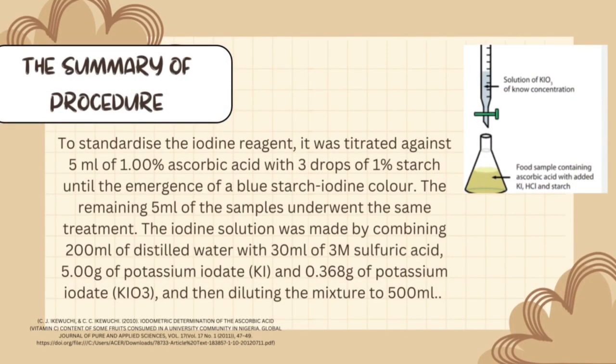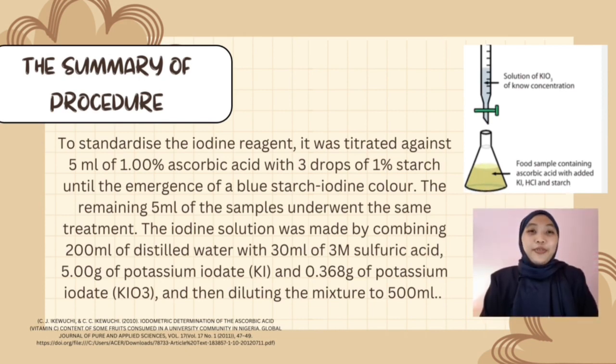Iodine reagent was standardized by titrating it against 5 ml of 1.00% ascorbic acid. 3 drops of 1% starch were added until the blue starch-iodine color appeared. 5 ml of samples were then treated the same way. The iodine solution was prepared by dissolving 5.00 gram potassium iodide and 0.368 gram potassium iodate in 200 ml of distilled water, and then adding 30 ml of 3 molar sulfuric acid before making up the volume to 500 ml with distilled water.